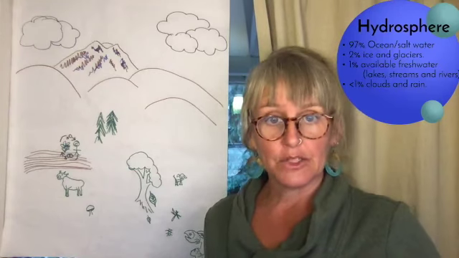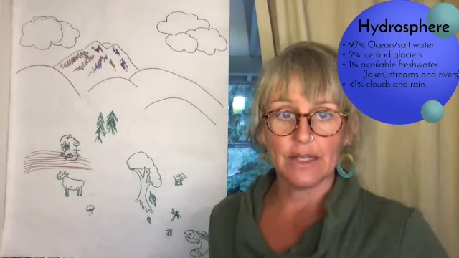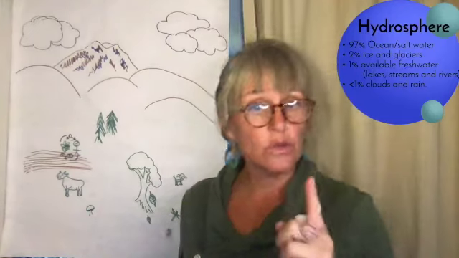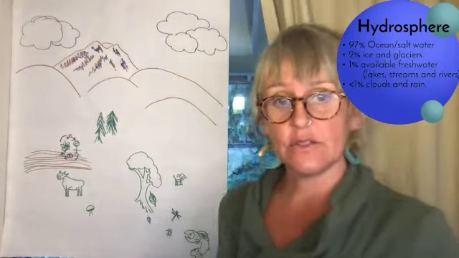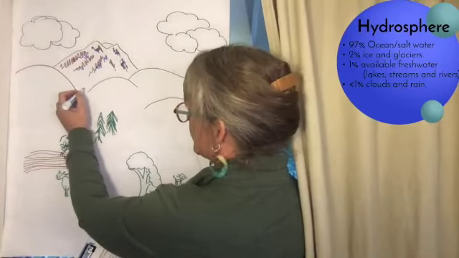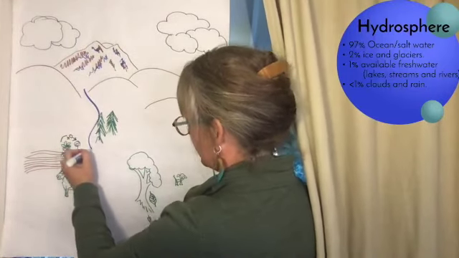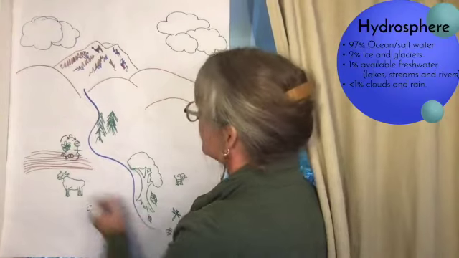The next largest component of the hydrosphere is the available fresh water. That's only 1% of our water. And this is in our lakes, streams, and rivers. So I'm going to draw in our watershed a river coming right down the middle of it.